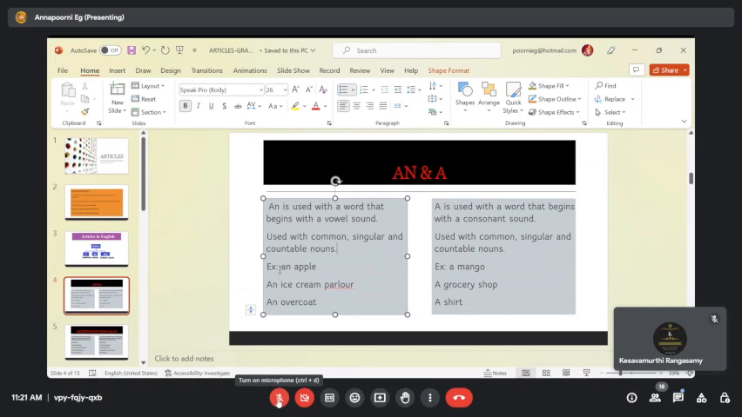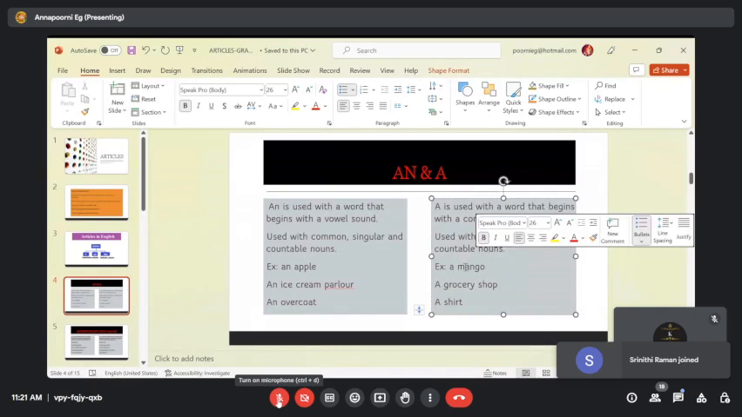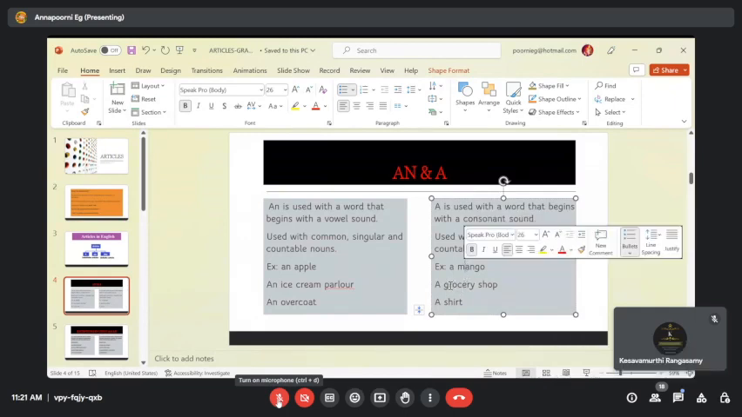Examples for an: an apple, an ice cream parlor, an overcoat. Here you can see the three words, apple, ice cream, and overcoat. Apple begins with the vowel sound A. Ice cream begins with the vowel sound I. Overcoat begins with the vowel sound O. Similarly, for a, you can see a mango. M is a consonant sound. Then grocery, G is a consonant sound. Shirt, S is again a consonant. So, a mango, a grocery shop, a shirt. This is how you have to use an and a.